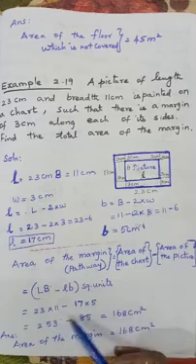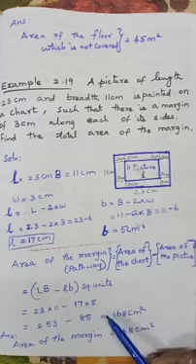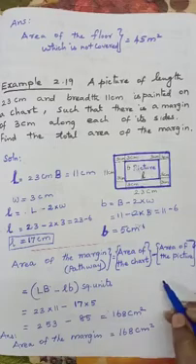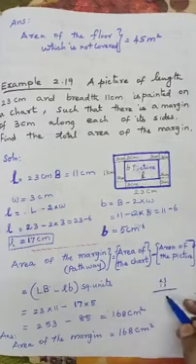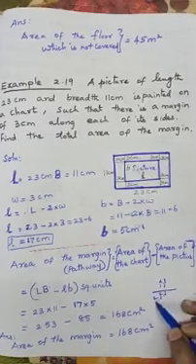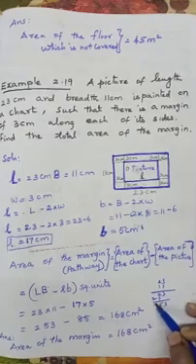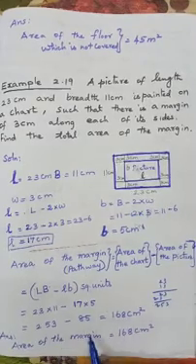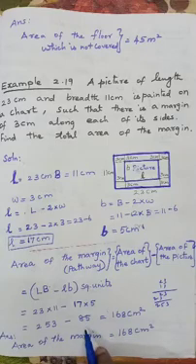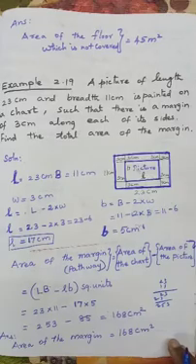So 23 into 11 minus 17 into 5. 23 11s you have to multiply. Then it will come as 253 minus 17 5s are 85. Equal to 168 centimeter square. So the answer is area of the margin is equal to 168 centimeter square.